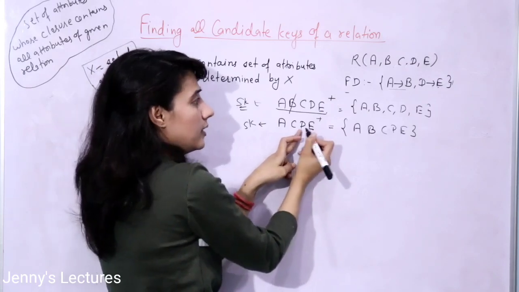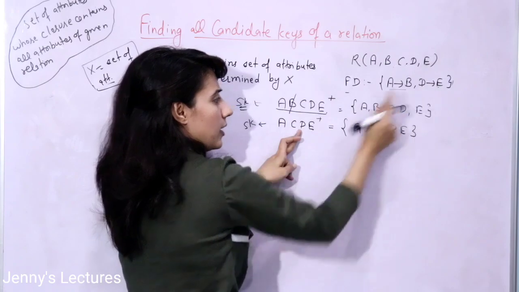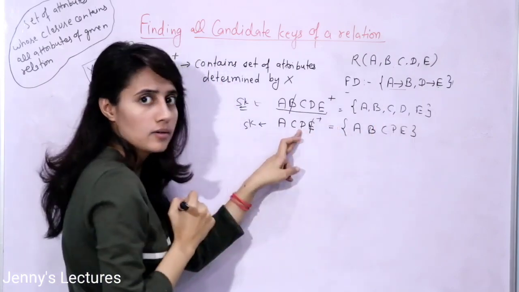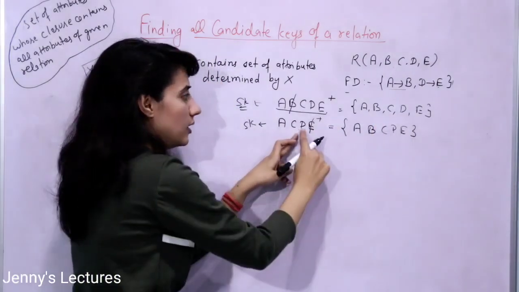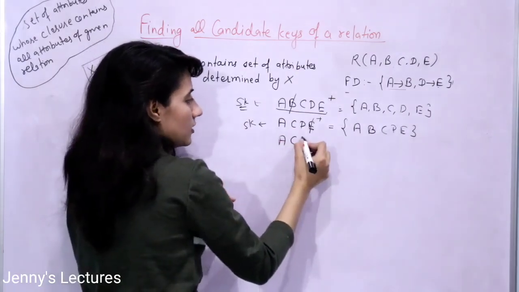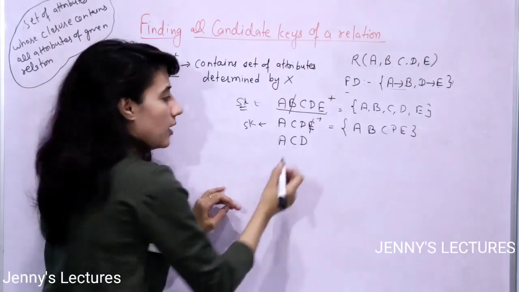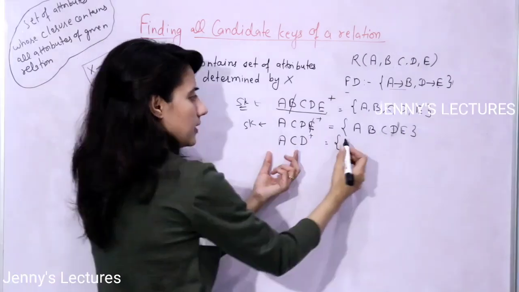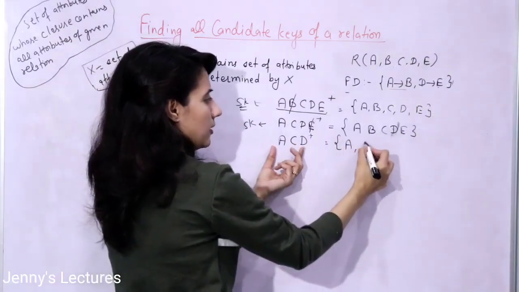And only D, if you have D then that can determine E. So can I discard E here? Of course, if you have D then D can determine E. So here I can write A, C, D and find out the closure of ACD.